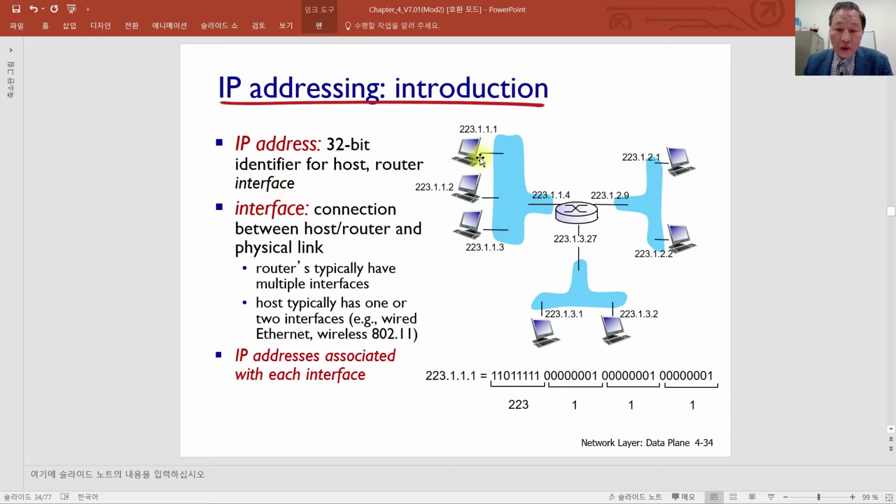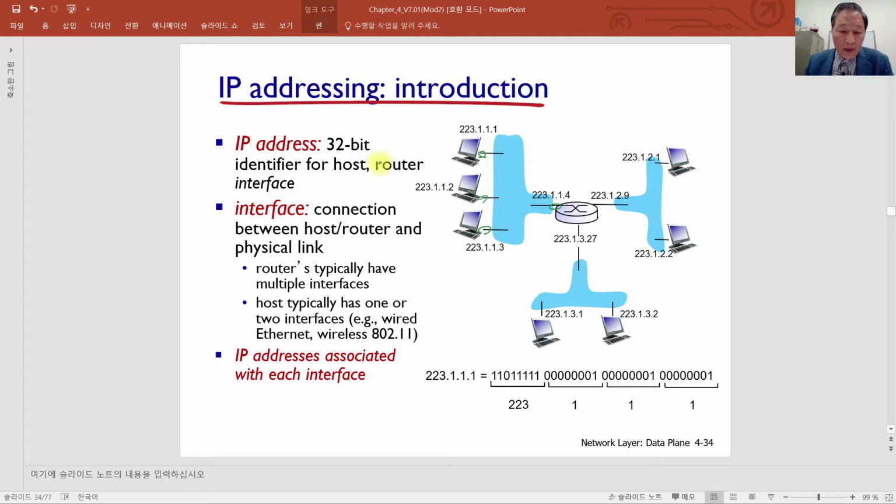This one is a host interface, and this one is a router interface. This one and this one. We need 4 IP addresses here, and we learn about this one. And this is called an interface. The interface means the connection between host, router, and the physical link.